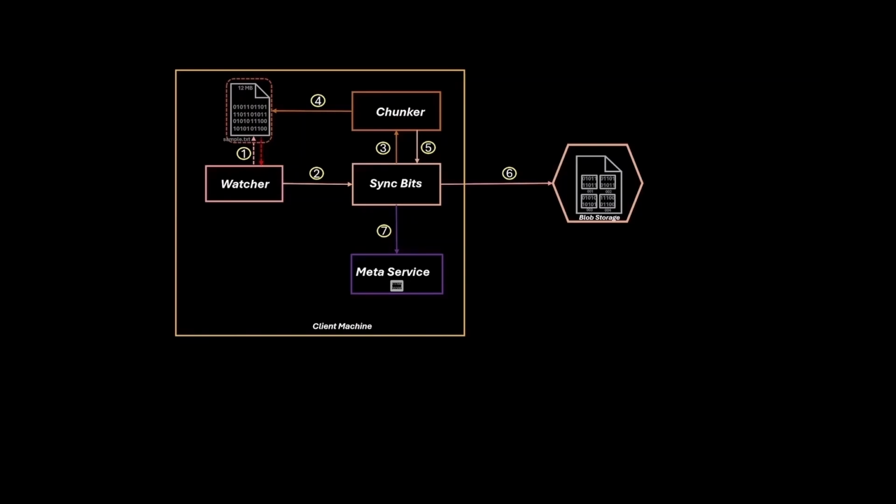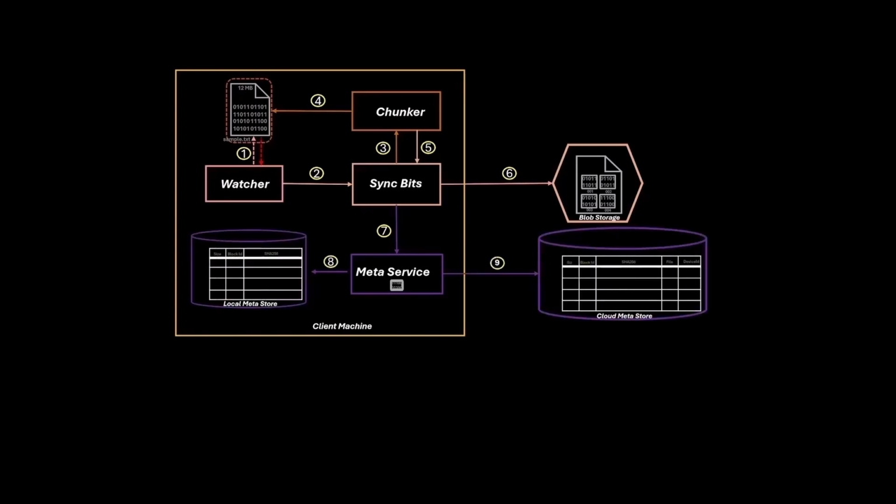The meta service in the eighth step talks to the local meta store, and in the ninth step it talks to the cloud meta store, where it saves a copy of the metadata of the received chunks. The metadata service plays a very important role here. The complete architecture is used to design Google Drive or Dropbox. My name is Piyush, and this is what we'll discuss in today's discussion.